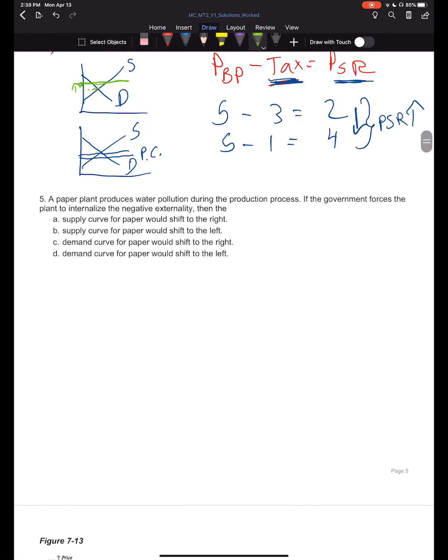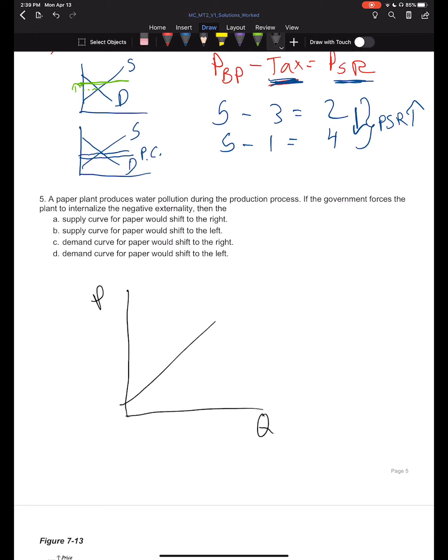A paper plant produces water pollution during the production process. If the government forces the plant to internalize the negative externality, then remember, when you internalize a negative externality, what you're saying is you guys are going to have to pay for this externality. So if the government forces the plant to internalize it, well, they're making the plant do it. So that's going to always shift the supply curve.